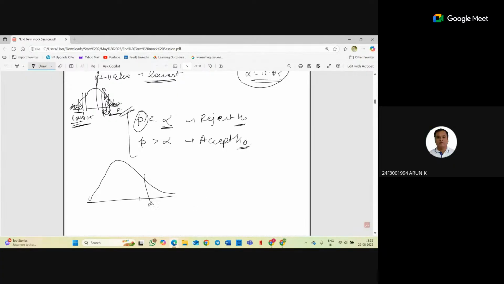See, alpha is a rejection area, right? Not a point. If p is greater than alpha, then p should be to the right of alpha, and not to the left of alpha. That's where it falls into the rejection region. Madam, I'm confused about the notations. We only use C, right? C and P, where P is lower than C.